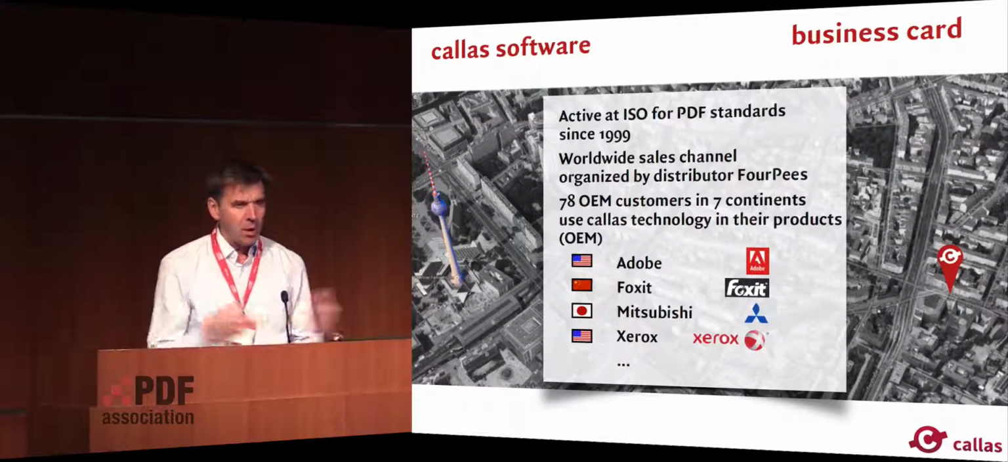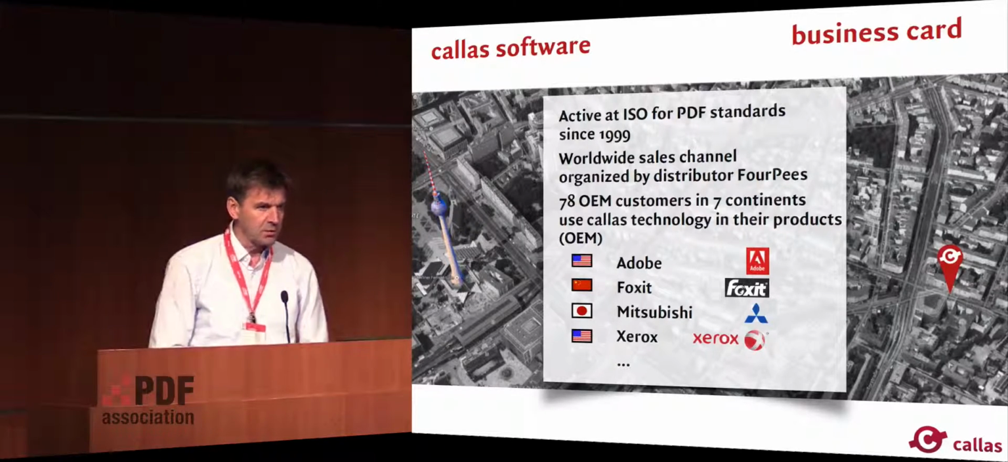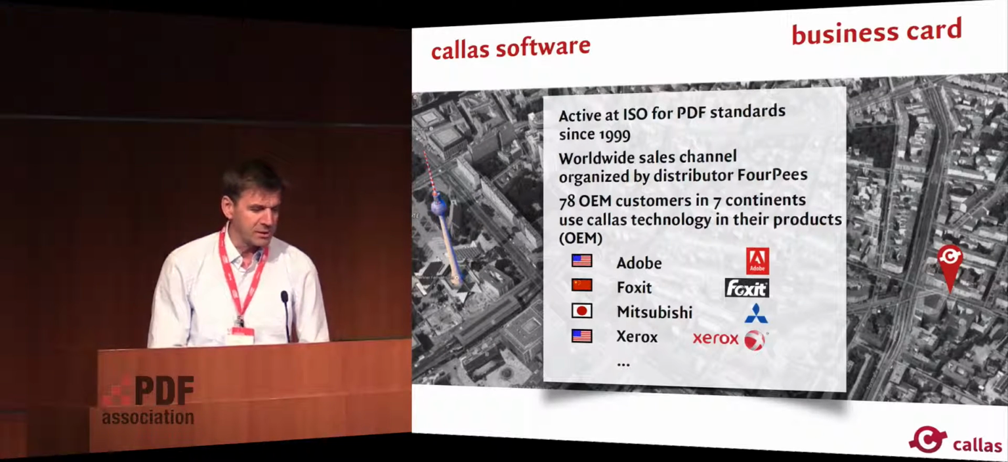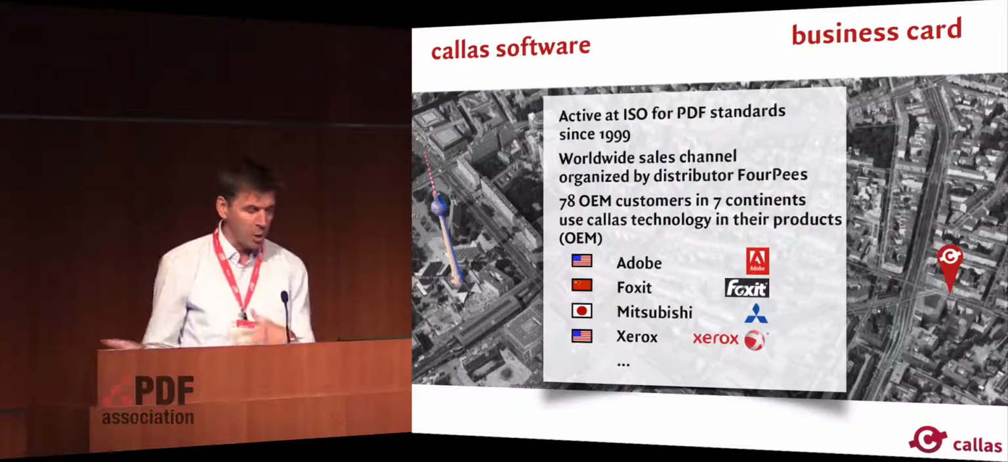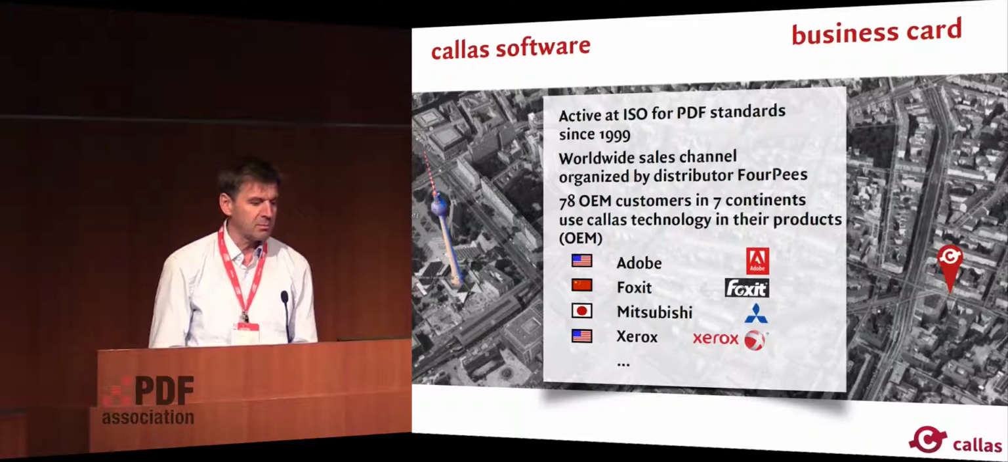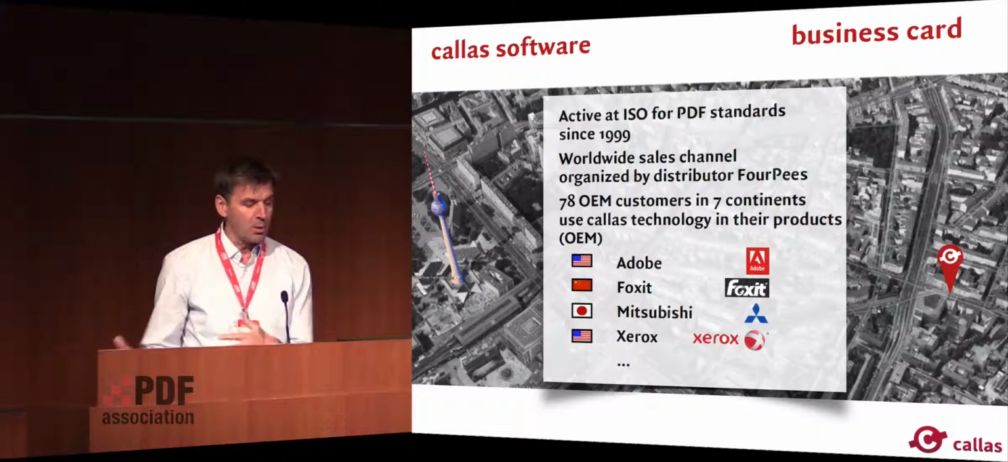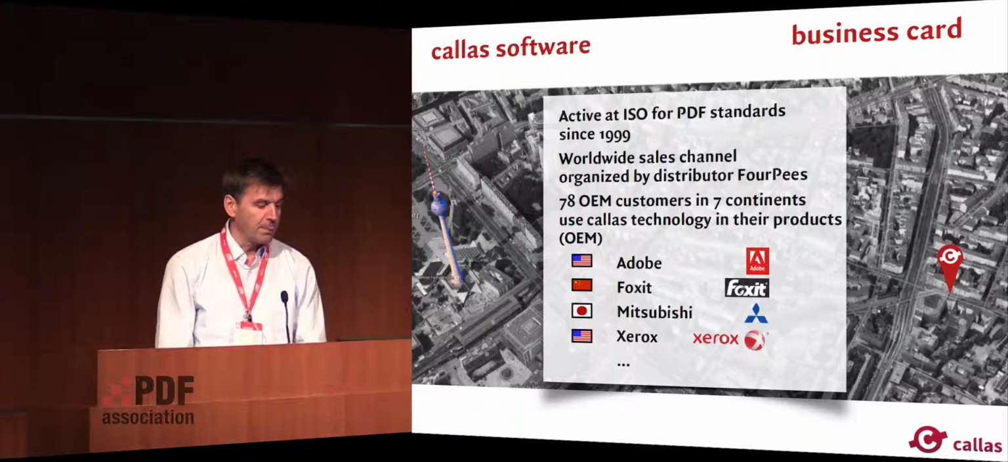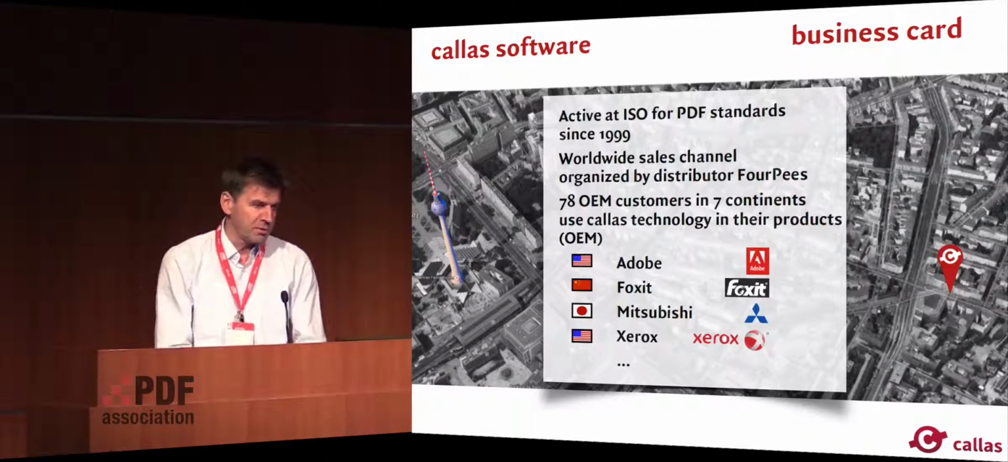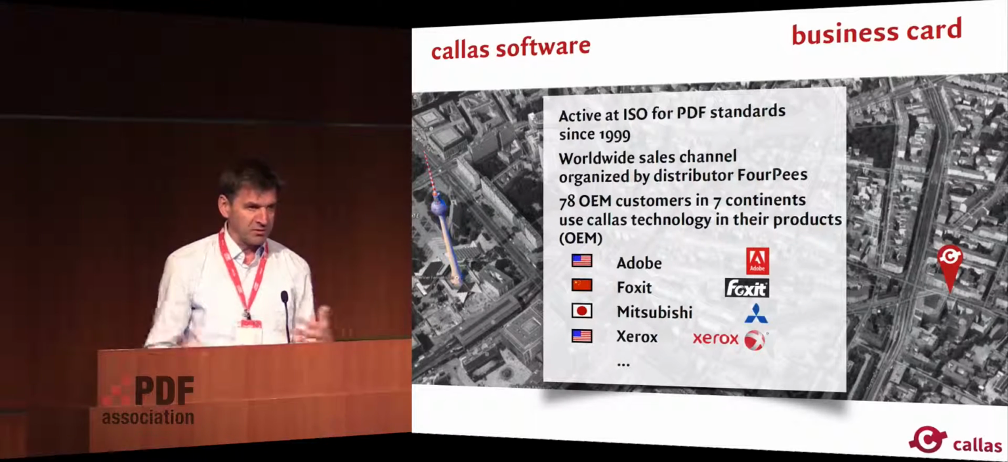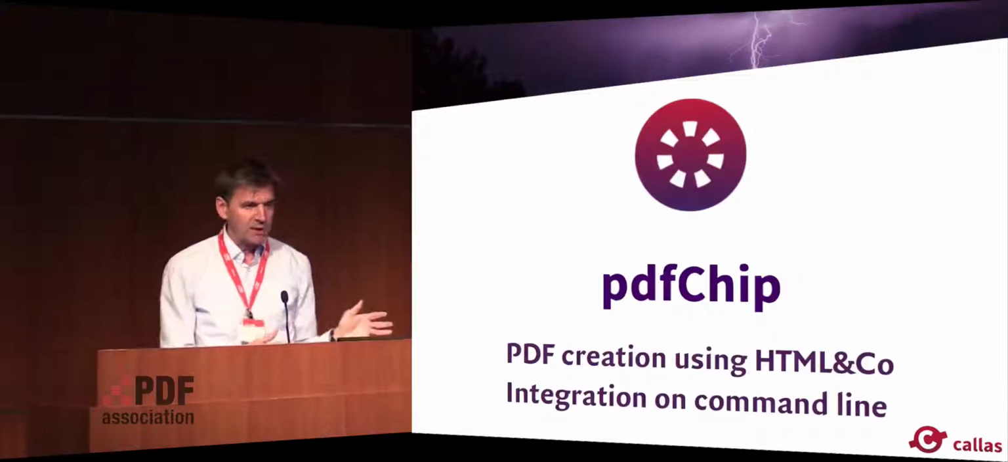And that is a little bit about how Cala Software relates to the world. We are actively working at ISO. We think that PDF standards are important, so we're involved in PDF-A and PDF-X. We have worldwide sales channels run by our distributor 4Ps. We have many OEM customers, and that actually is where most of our revenue is coming from. There are big ones, and then there are rather smaller ones. And it may be that you never have purchased a copy of our products, but you nevertheless use our products as part of a solution, for instance, from Adobe or from Foxit and so forth. So that's about Cala Software.